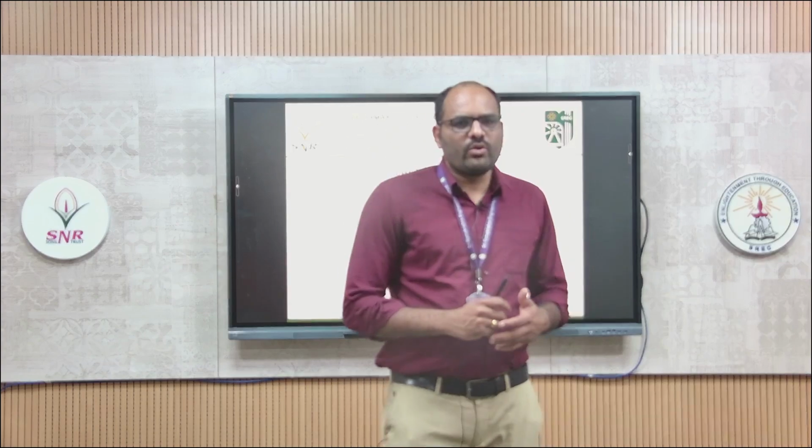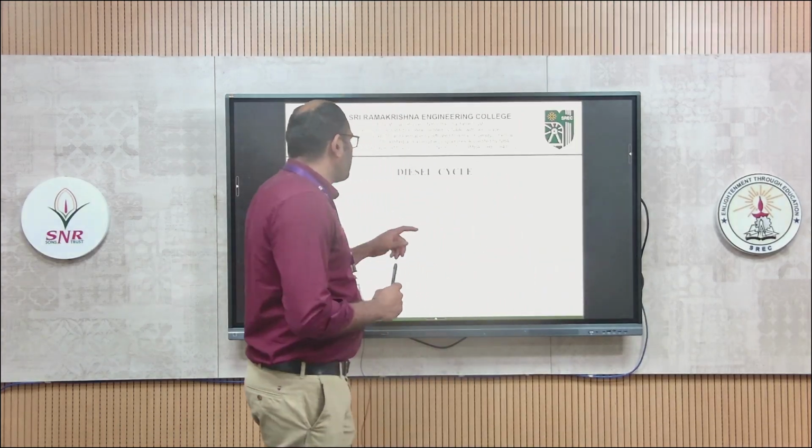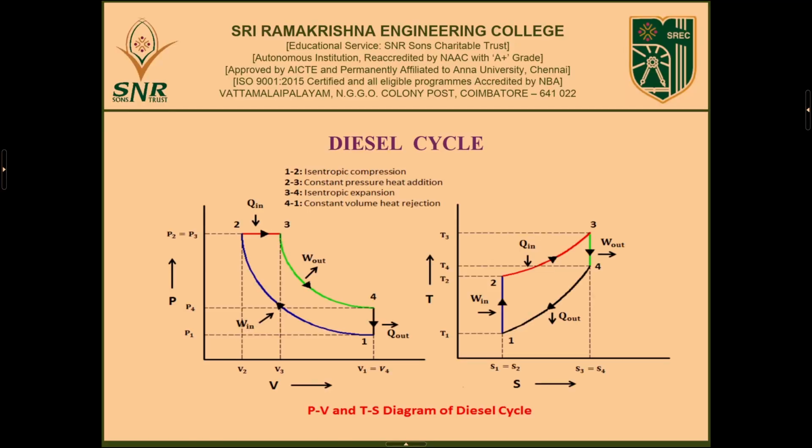Now we move on to the cycle. This is the PV diagram and the TS diagram of the diesel cycle. The first thing is 1 to 2, again the compression process, whereas 2 to 3 is the constant pressure process, 3 to 4 is the isentropic expansion, and then 4 to 1 is the constant volume process. We already discussed where the heat and the work are in the previous video.